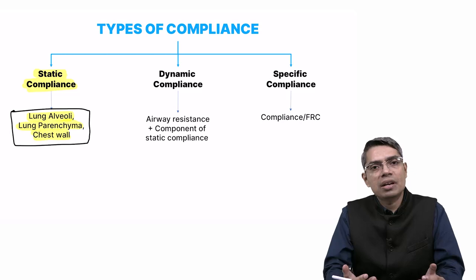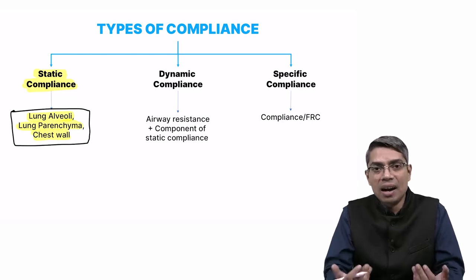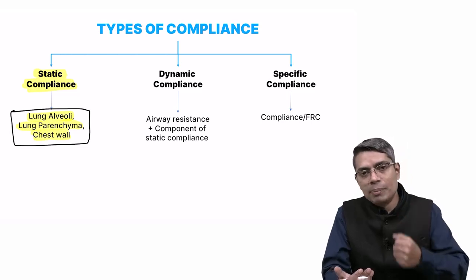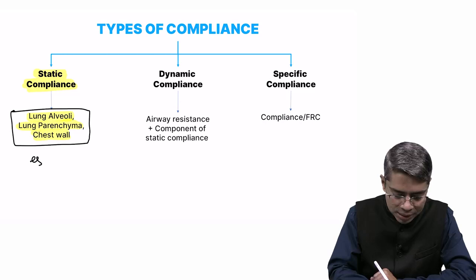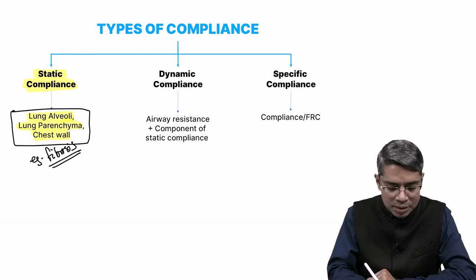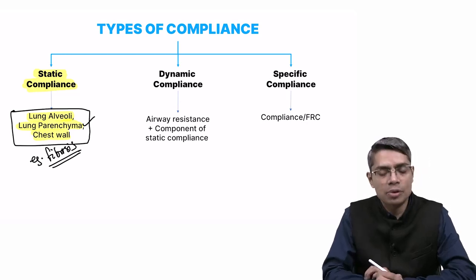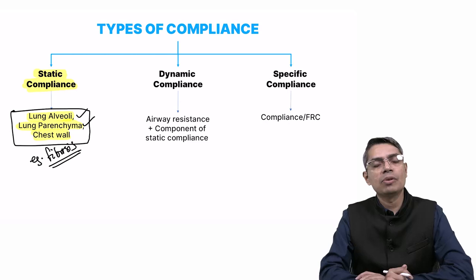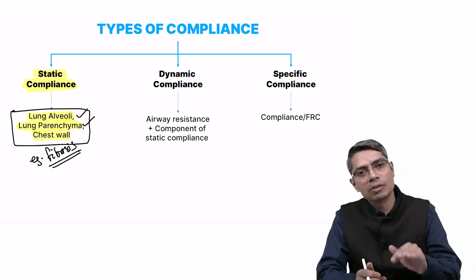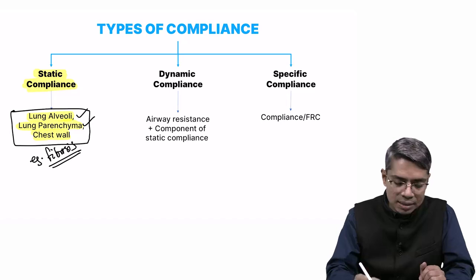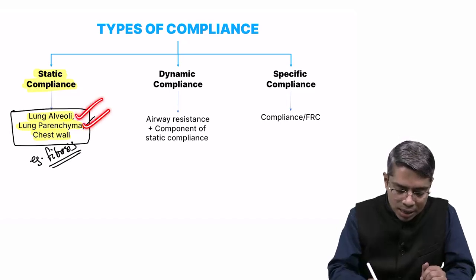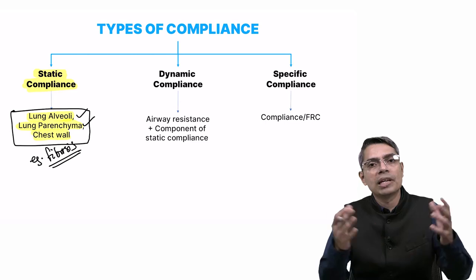If any of these structures is stiffer or harder, then what will happen to the static compliance? It will be low. Like for example, we have discussed fibrosis of the lung. Fibrosis of the lung means the parenchyma is getting fibrosed, or the alveolar wall is getting fibrosed. So what will happen to the compliance? Compliance will be lower. And we have also discussed that if the elastic tissue of the lung parenchyma is destroyed, then compliance will be more.